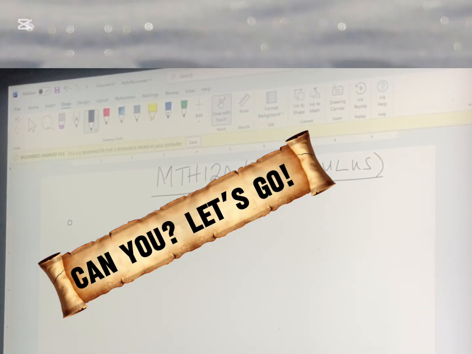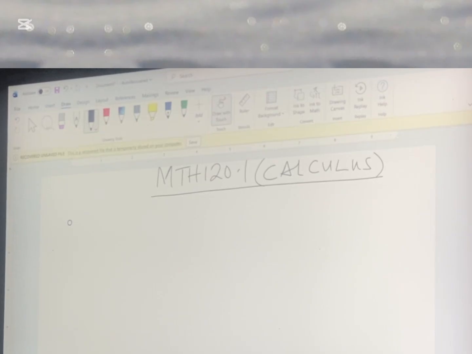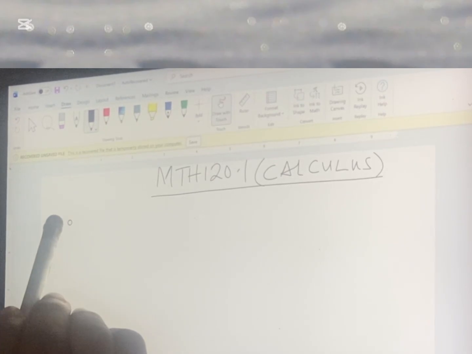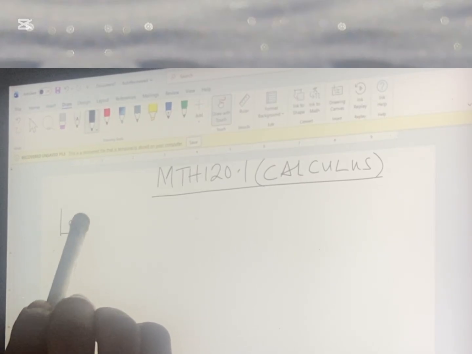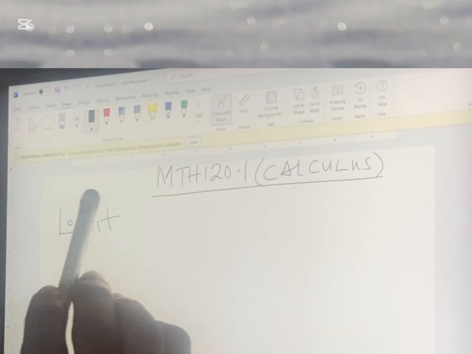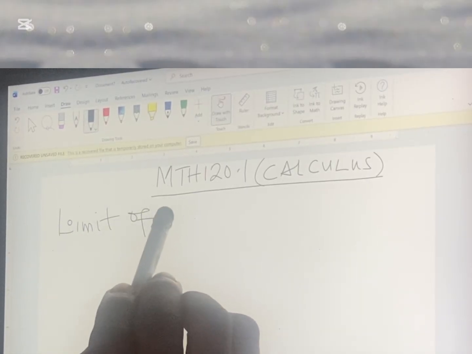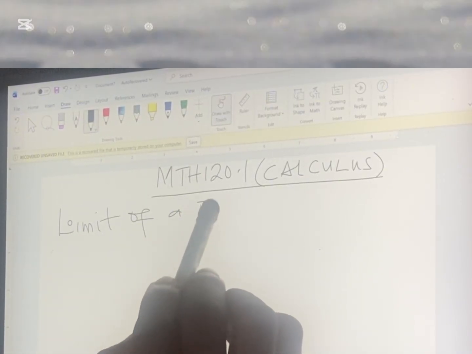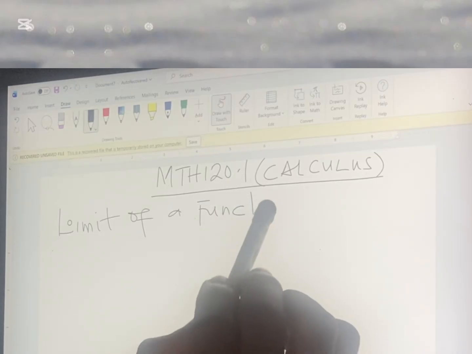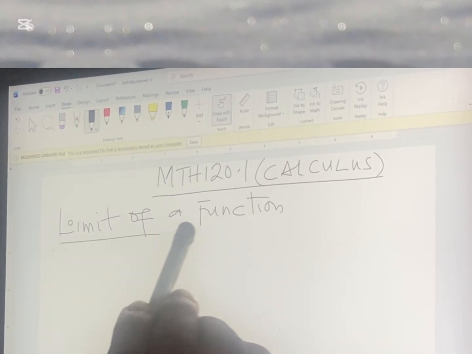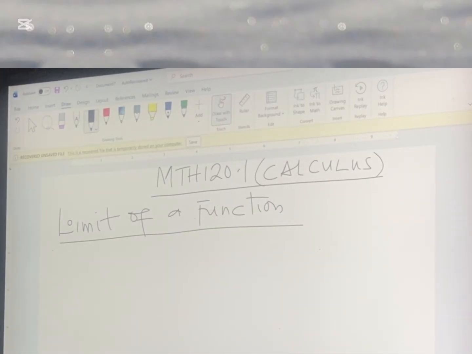I'll be taking on the topic limit of a function. Okay, limit of a function. All right, let's take the mathematical definition of limit of a function.